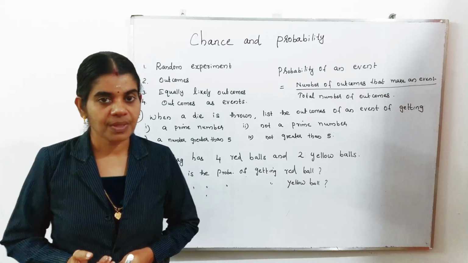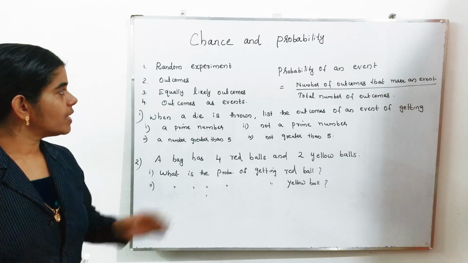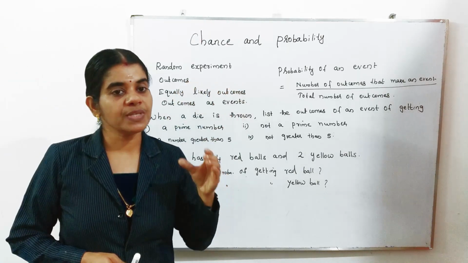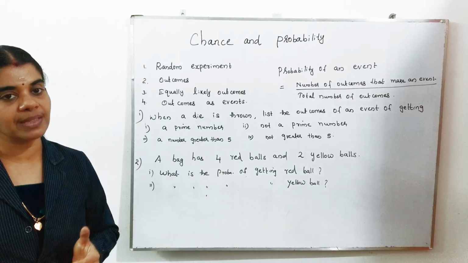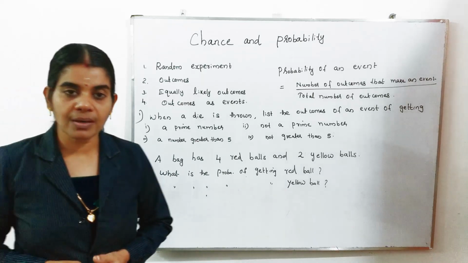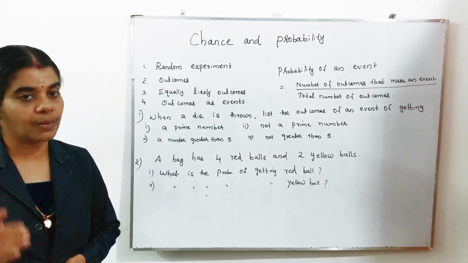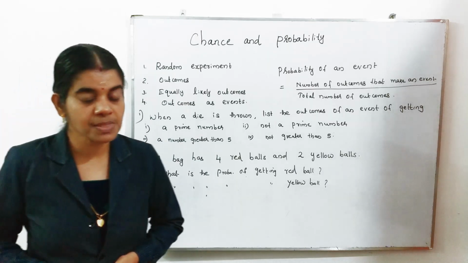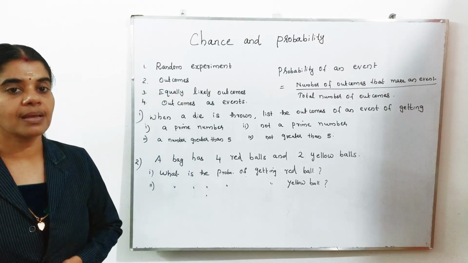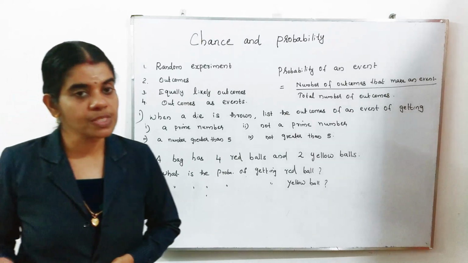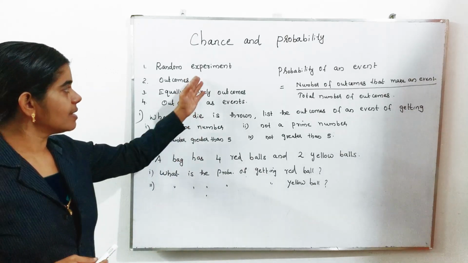Outcome means result. In probability, outcome means the result of an experiment. In an experiment, you already know the possible results or outcomes, but we can't predict which one will be the result. Such an experiment is known as a random experiment. For example, tossing a coin. You already know the possible outcomes are head and tail, but we can't predict which one will come. Outcomes you already know, but we can't predict which outcome will come. That experiment is known as a random experiment.